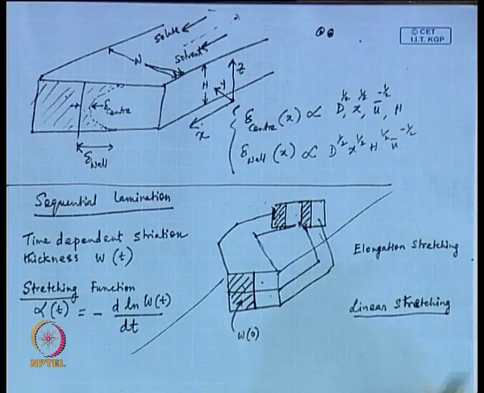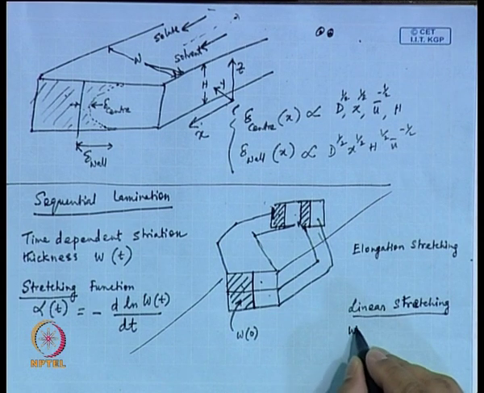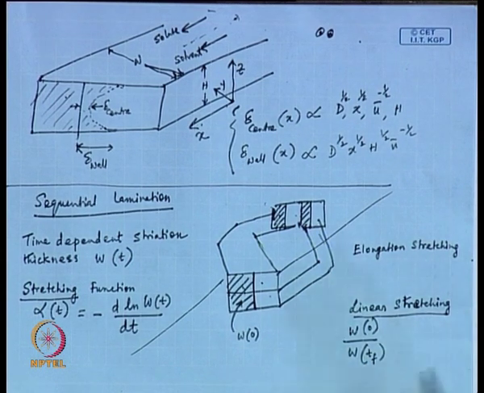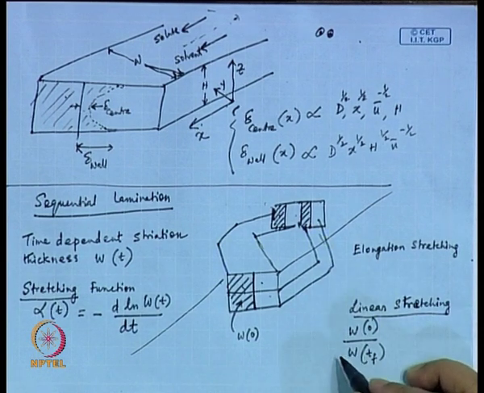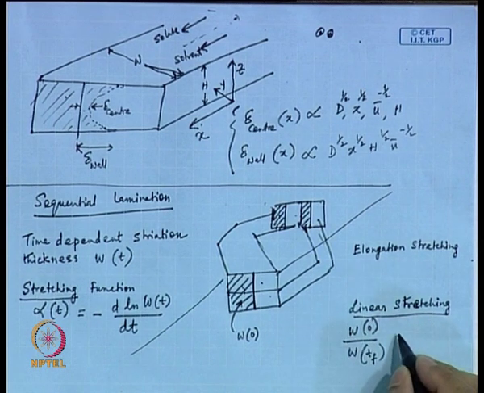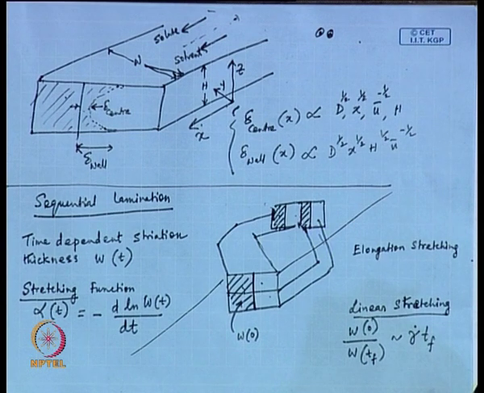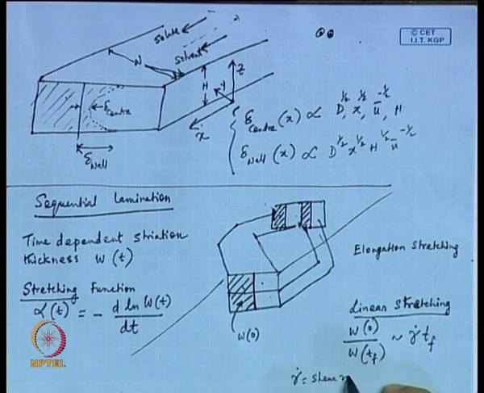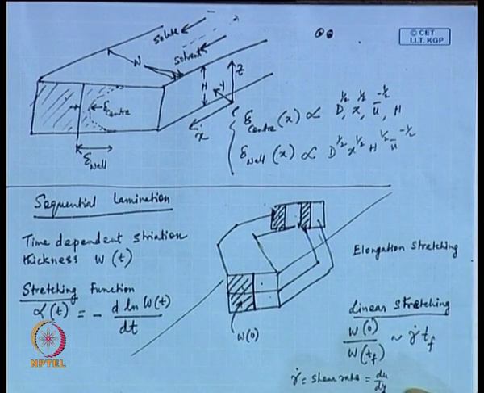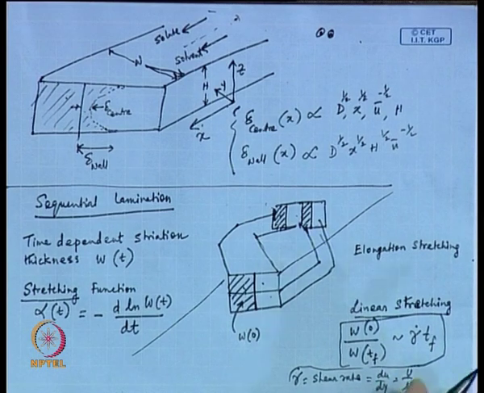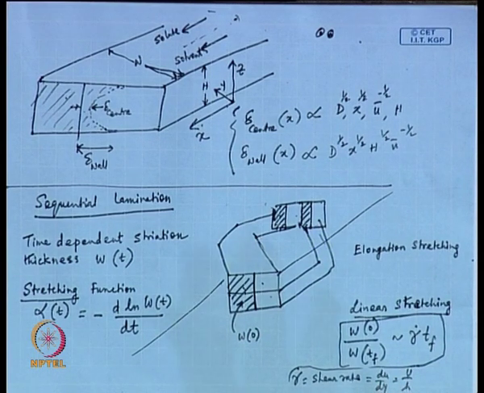That stretching is referred to as linear stretching. Why is it called linear stretching? Because I can write W0 by W_Tf, where T_f is some finite or final time. At the end of the event, the striation thickness is W_Tf, and at the start it is W0. This is close to gamma dot T_f. What is gamma dot? Gamma dot is the shear rate, equal to du dy, equal to u by h. These are various forms we have. This is called the linear stretching. This kind of stretching we understand, and we do it frequently. If we have a viscous flow between 2 layers, this stretching is possible.